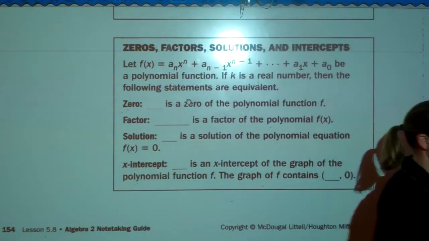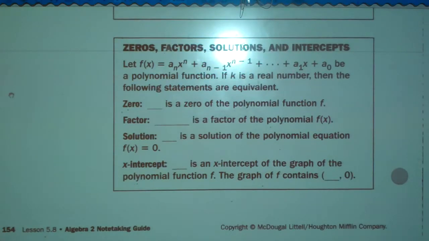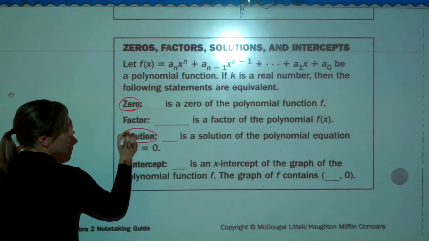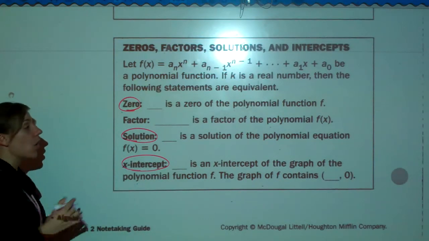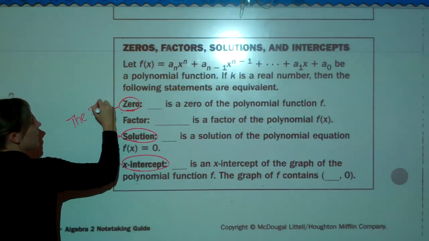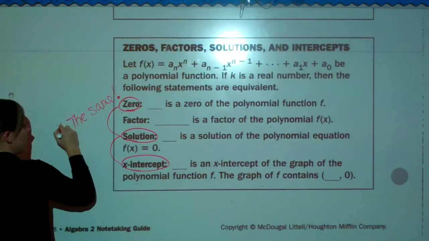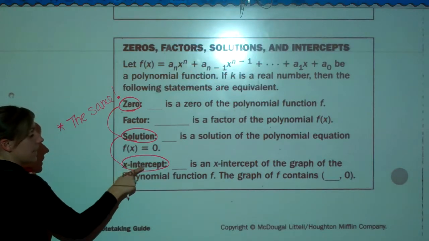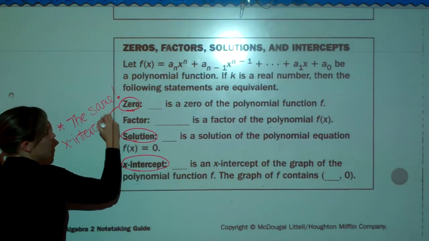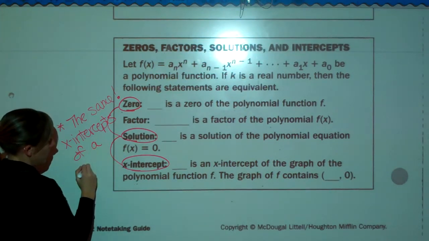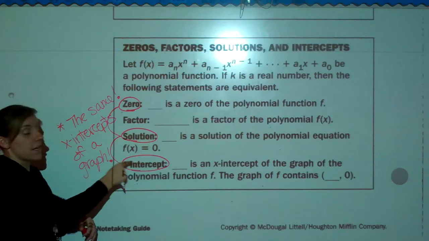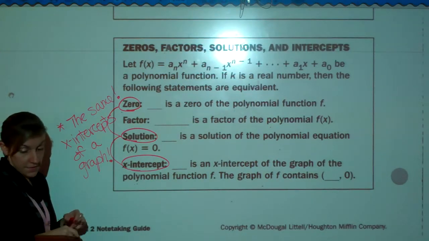It looks a little bit different. And that is zeros and solutions and x-intercepts. They are all the same. So these are all talking about the same thing. Okay, and that is where we cross the x-axis. Those are the x-intercepts of a graph. Okay, so these three things, if you see any of those words, they all mean the same thing.